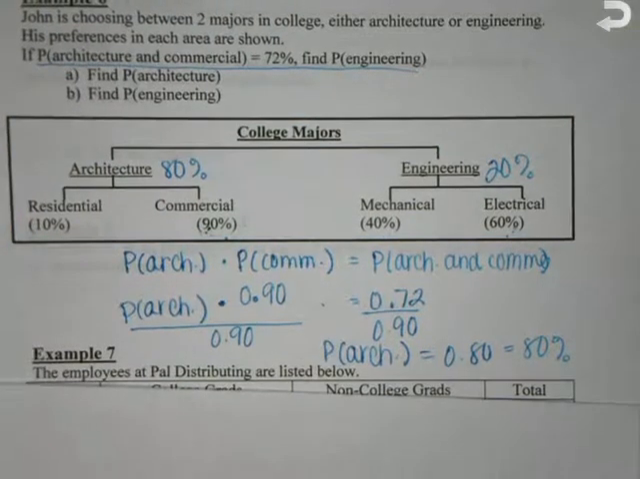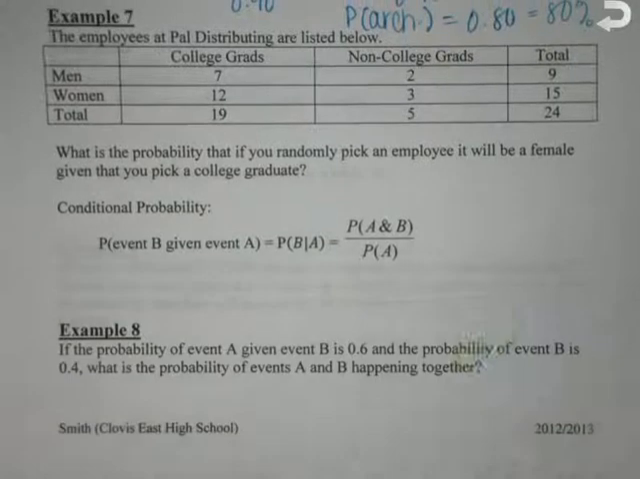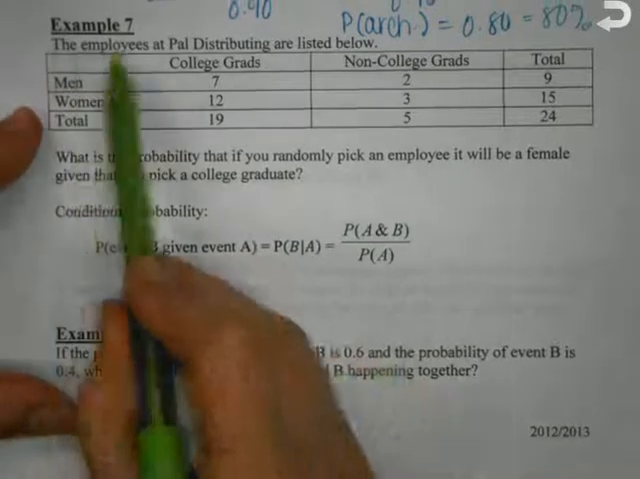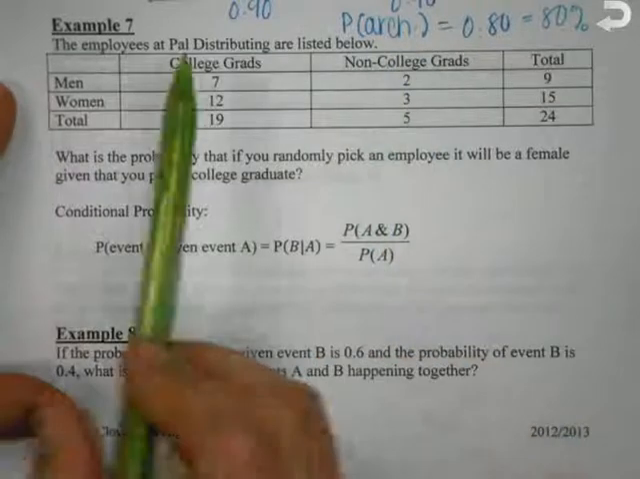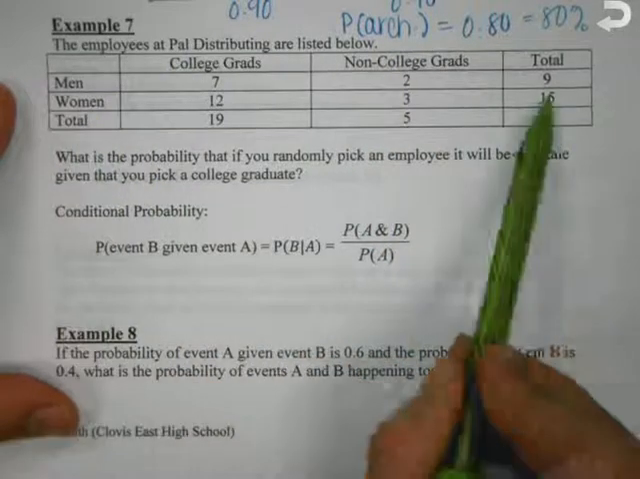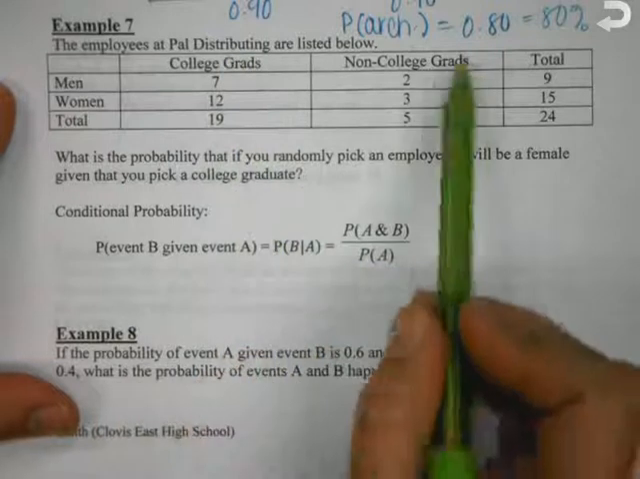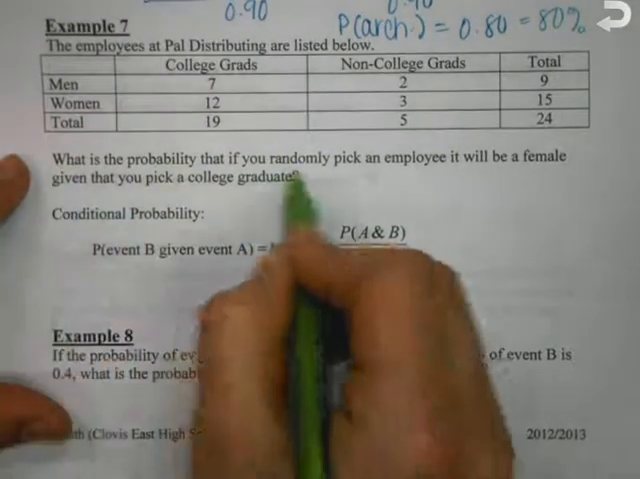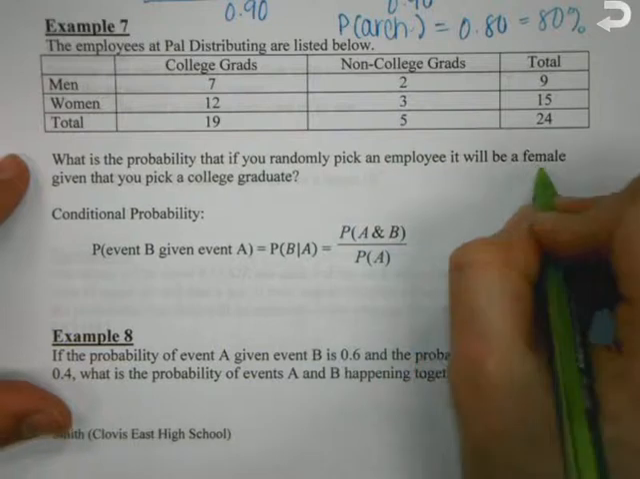Example 7. This chart will be given to you. Now, the employees at this distribution company are listed. I give you all the men and all of the women. Some are college grads and some are not. I want to know, what is the probability if you randomly pick an employee that it will be a female, and here's the important part, given that you pick a college graduate?